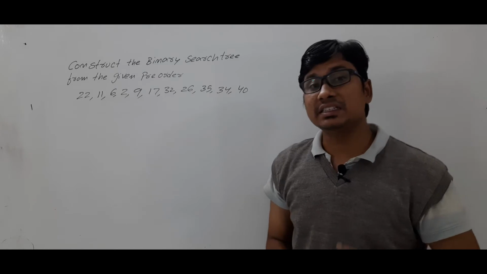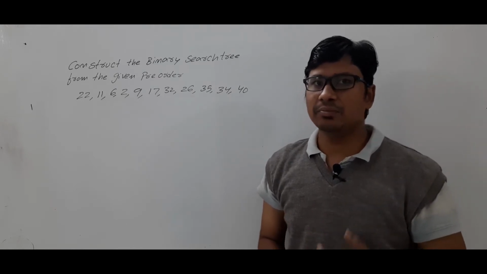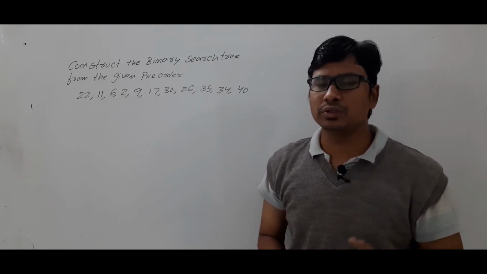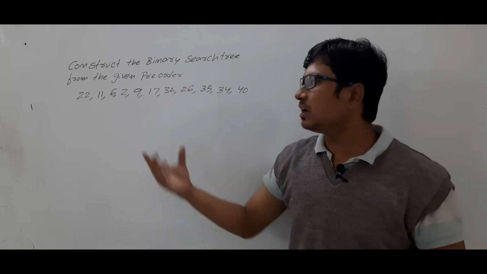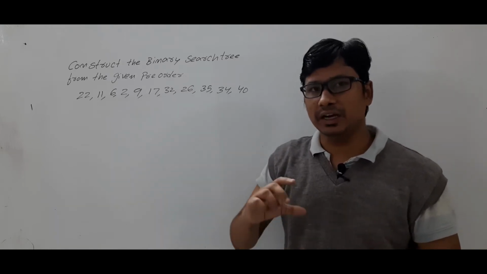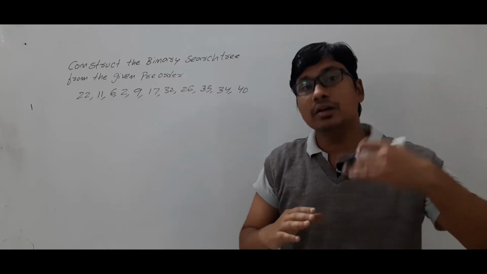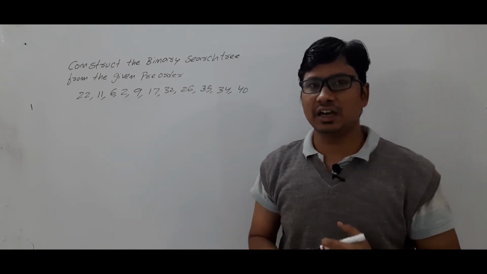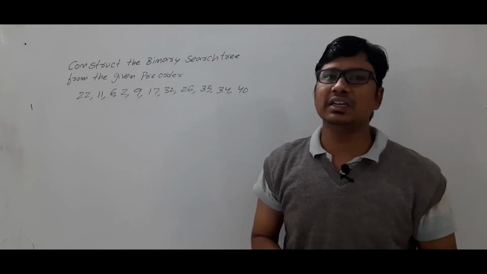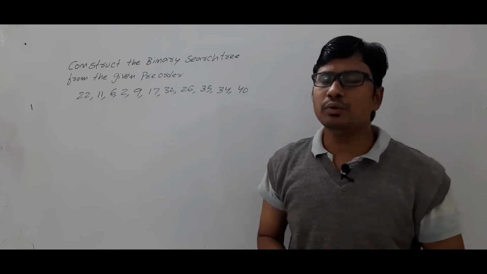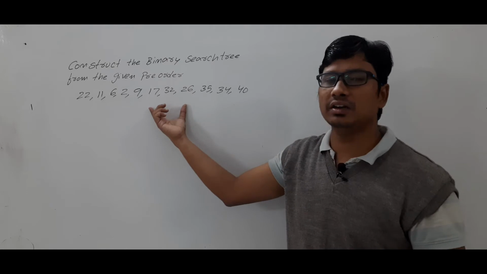Now while we are constructing the binary tree from the pre-order traversal or post-order traversal, we need the in-order traversal also. Because if they give the pre-order traversal and in-order traversal, or post-order traversal and in-order traversal, both, we can easily construct the binary tree. Now they have only given the pre-order traversal.